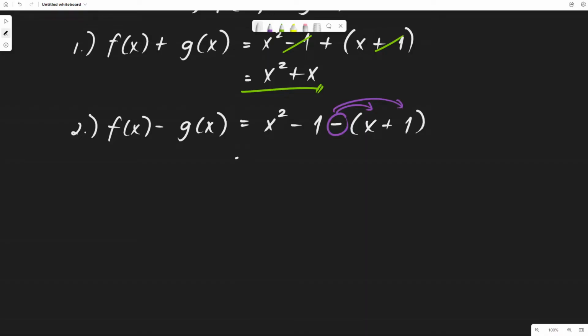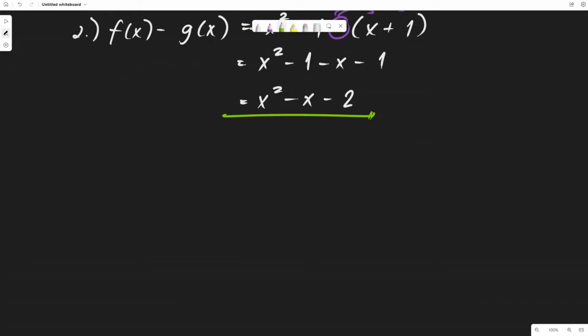So we have x squared minus 1 minus x minus 1. Okay, so negative 1 minus 1 is negative 2. Di ba? So hence our final answer is x squared minus x minus 2. Ayan. Okay, so yan yung ating sagot. Next, let's multiply.